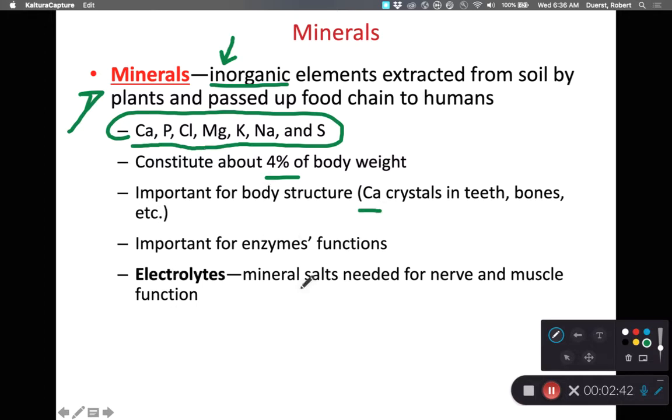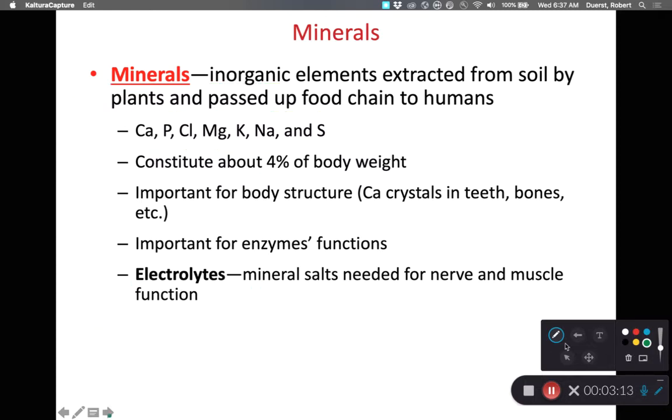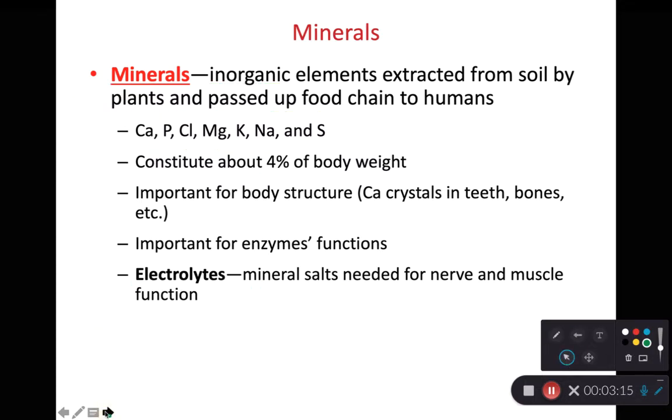Zinc fingers, for example, are one of my favorite examples of a mineral that's needed for an enzyme to function properly. We have a zinc ion that's needed for some enzymes to access our nuclear code or our genetic code with the zinc fingers. Sometimes when these minerals are dissolved in water, they can conduct electricity, and those are referred to as electrolytes. Electrolytes are the mineral salts or the dissolved minerals that we need for our nervous and muscular systems to function properly.